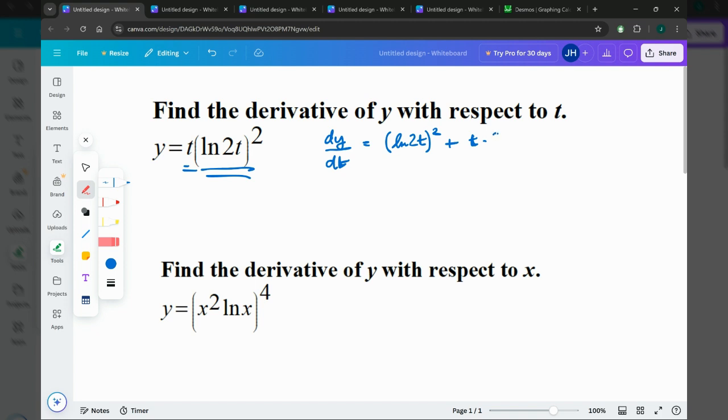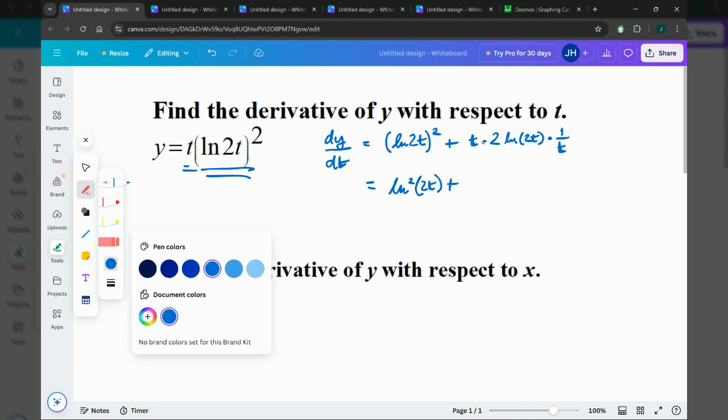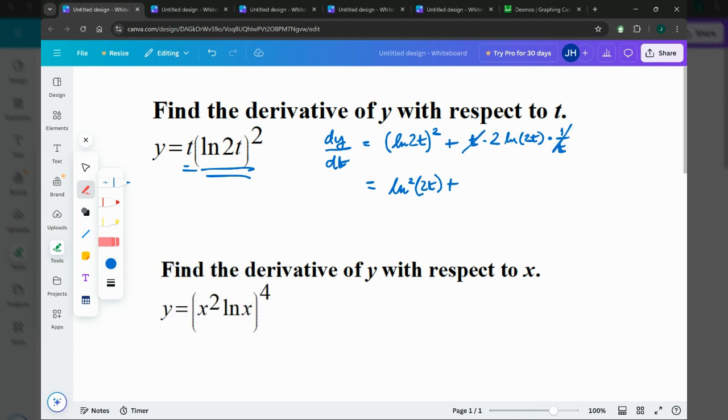We're going to bring that 2 out front. The natural log of 2t is now going to be raised to the first. But what is the derivative of the natural log of 2t? Well, if you watch one of my previous videos about natural logs, that's just going to be 1 over t. So my derivative here is going to be the natural log squared of 2t plus, over here you're going to notice the t's cancel. And I'm going to be left with 2 natural log of 2t.